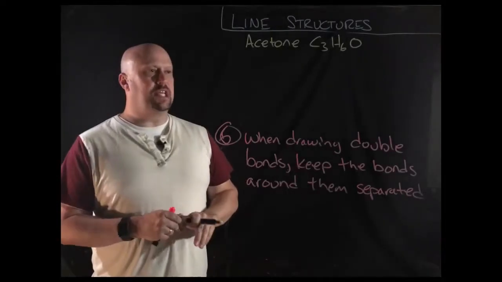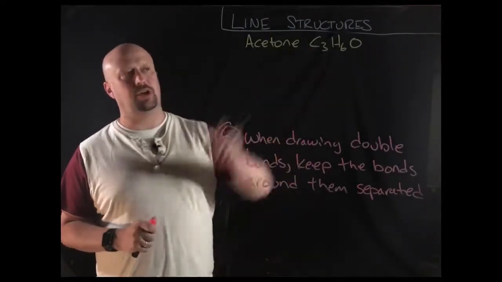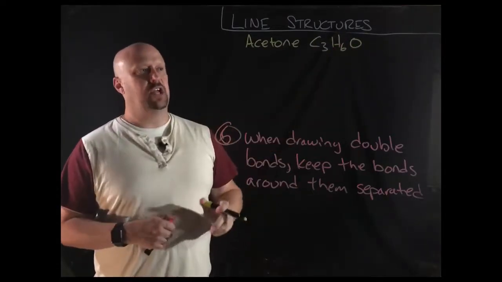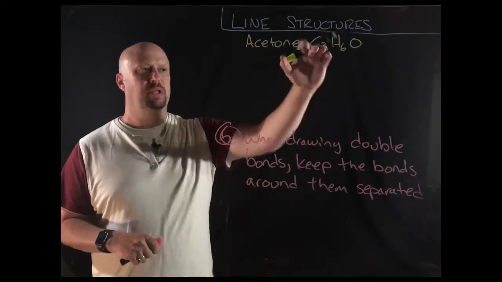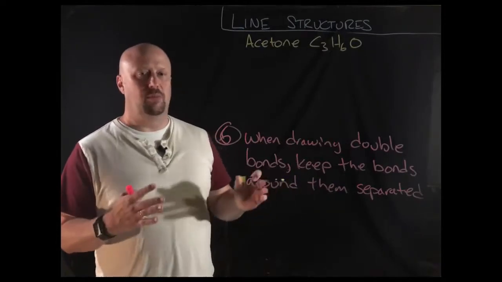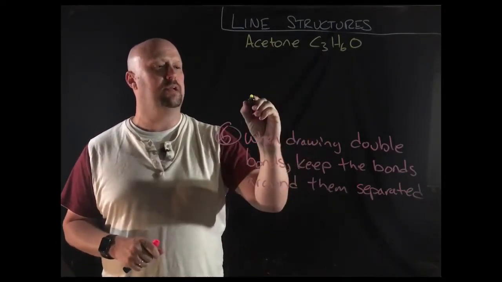So for rule 6, I'm going to draw something a little different because I think it'll better illustrate the point. We're going to draw the molecule acetone. Acetone, 3 carbons. There's an oxygen there. You might notice that looks fairly similar to the alcohol formula with 1 less carbon. But this is not an alcohol. This is a ketone. Again, we'll talk a lot more about the functional groups and what all that means a little bit later. But I'm going to draw 3 carbons.